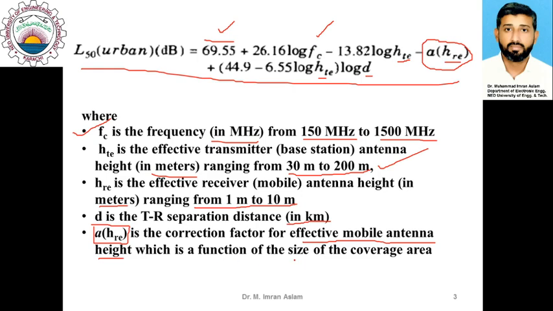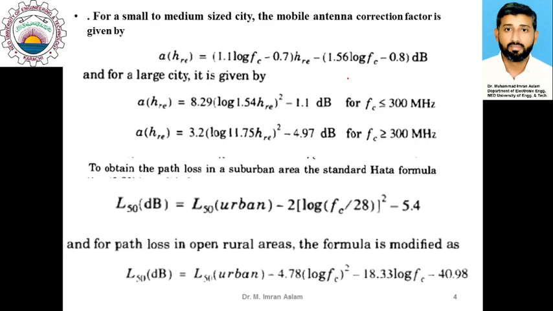and this correction factor is actually a function of the size of the coverage area. So this is the generalized formulation for that model, and you can see that FC is generally known, HTE, which is the transmitter effective antenna height, is also known. D is also known. HRE is also known in certain cases, but we need to calculate A(HRE). How can we calculate A(HRE)?